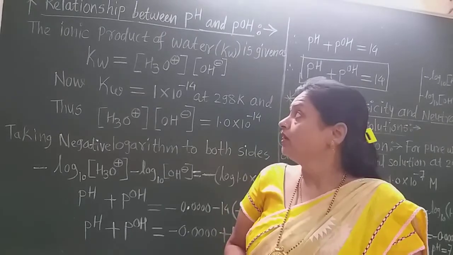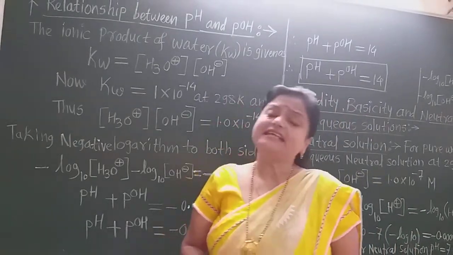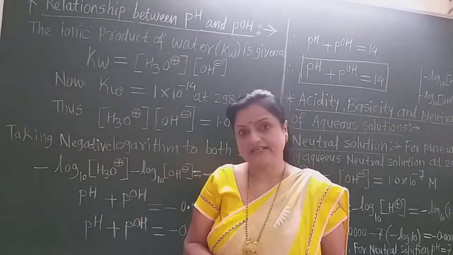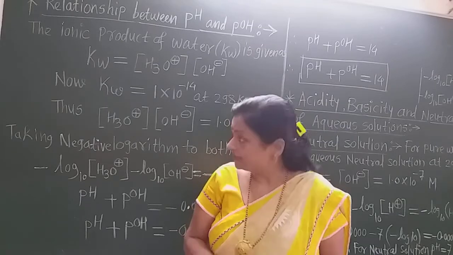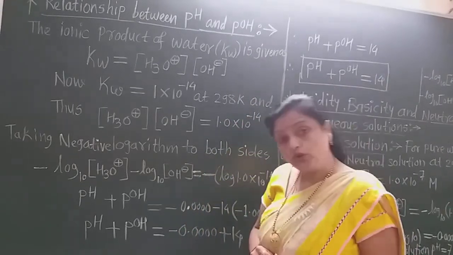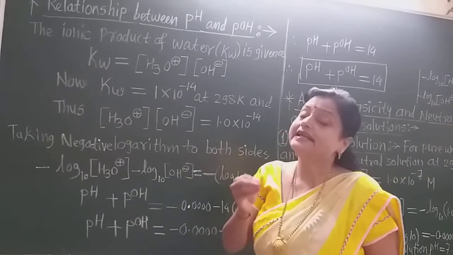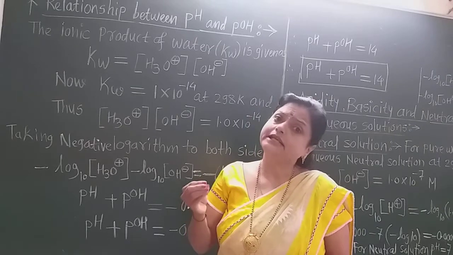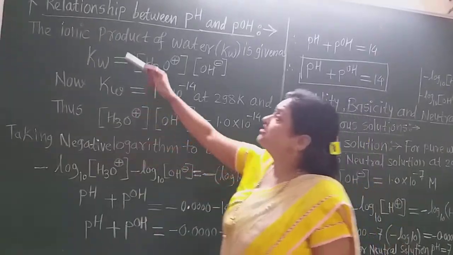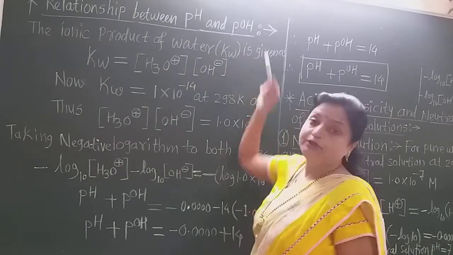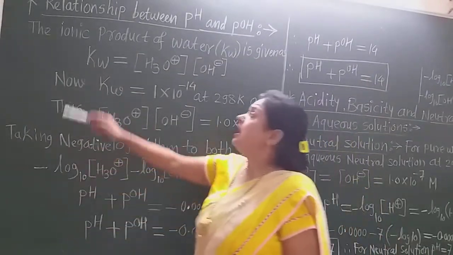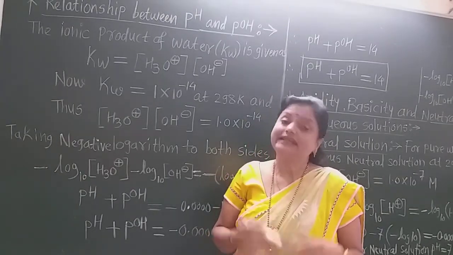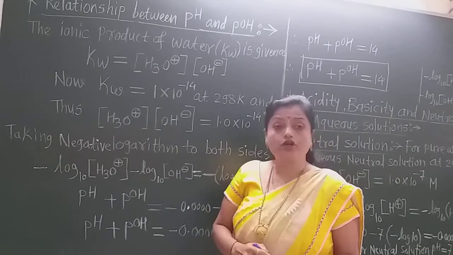Now today again we define pOH as the negative logarithm to the base 10 of OH minus ion concentration, that is the hydroxyl ion concentration. Today we are going to learn a very important relationship, always asked in examinations for 2 to 3 marks: the relationship between pH and pOH. We prove this relationship by taking the ionic product of water.